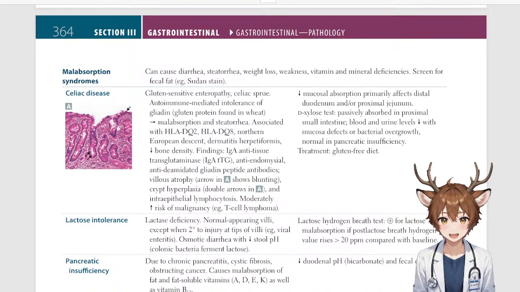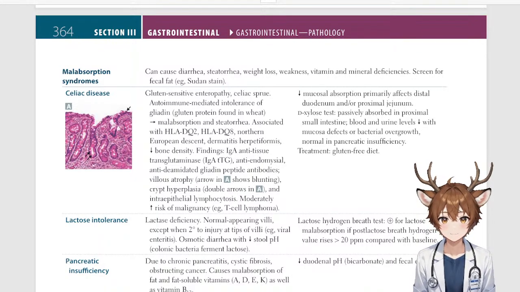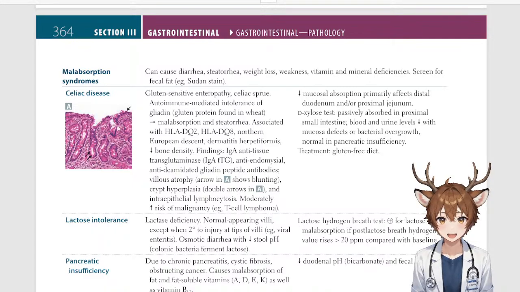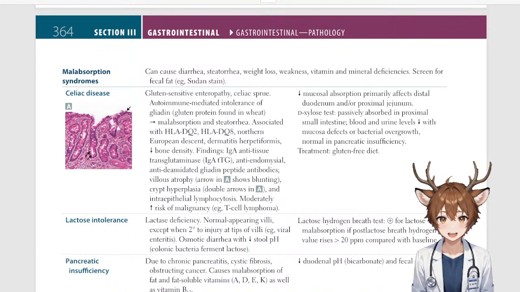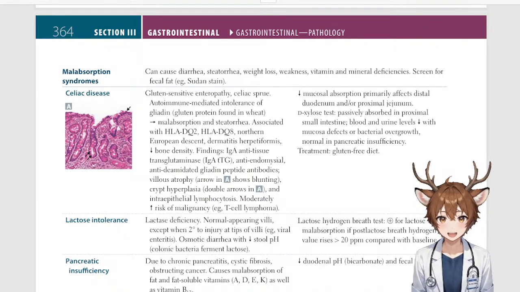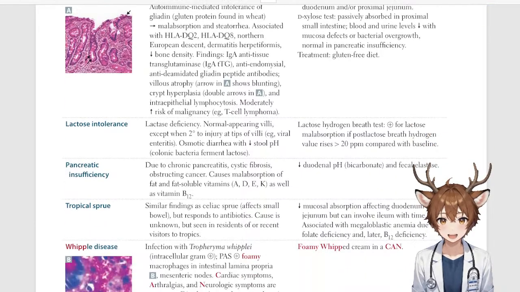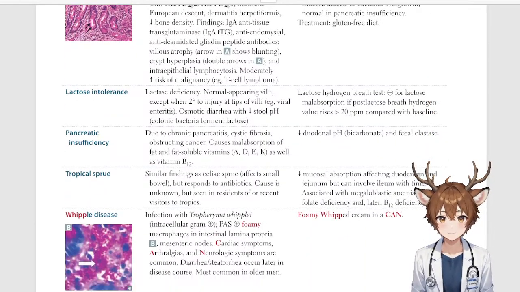You don't really want to have a situation where you're having these serology positive IgA, anti-tissue transglutaminase, IgA, TTG, and anti-endomysial, anti-deamidated gliadin peptide antibodies. You don't really want that happening to you, right? But it can. So if you have that, the solution is to stop consuming gluten.